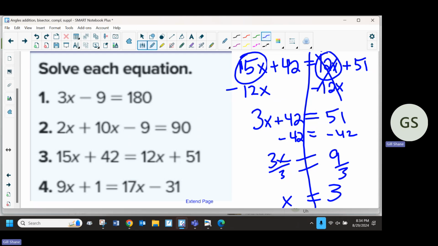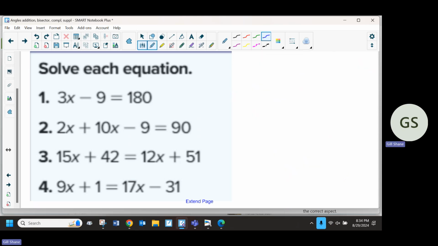I want you to stop the video or pause the video and try to solve number 4. It's pretty similar to number 3. So pause it, try to solve it, and then you can watch what I do and see if you got the correct answer. So hopefully you tried it. 9x plus 1. Again, I have x's on opposite sides of the equal sign.